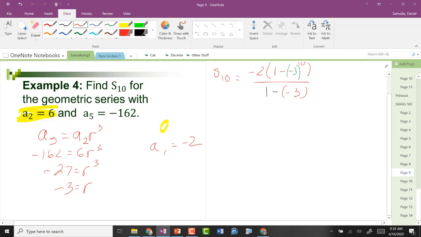When I go through my calculations, you should end up with the first 10-term sum being 29,524.